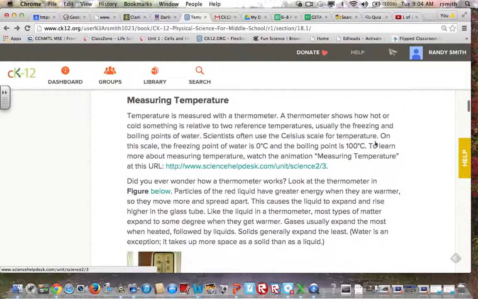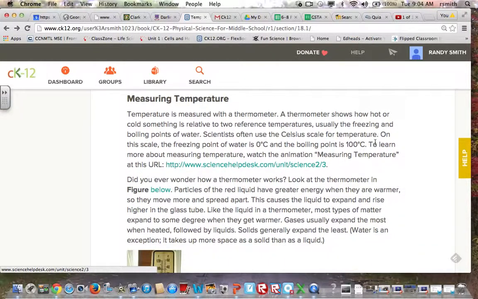Measuring temperature. Temperature is measured with a thermometer. A thermometer shows how hot or cold something is relative to two reference temperatures, usually the freezing and boiling points of water. Scientists often use the Celsius scale for temperature. On this scale, the freezing point of water is 0 degrees and the boiling point of water is 100. To learn more about the measuring of temperature, watch the animation measuring temperature. You can go back to that and take a look at that yourself.